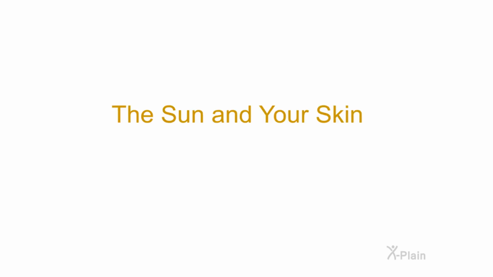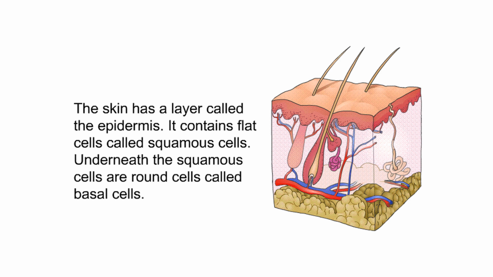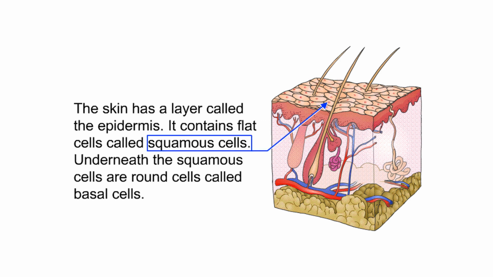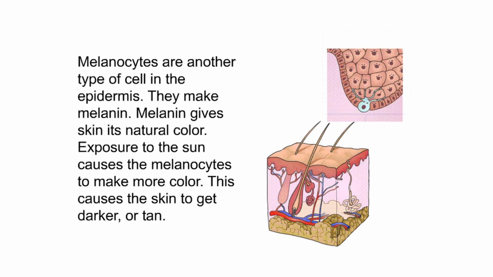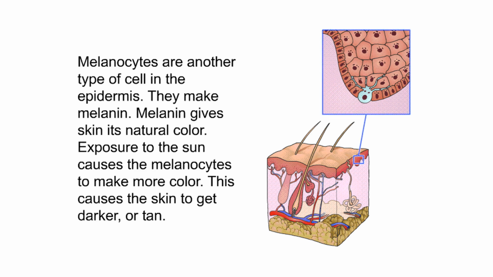The sun and your skin. The skin has a layer called the epidermis. It contains flat cells called squamous cells. Underneath the squamous cells are round cells called basal cells. Melanocytes are another type of cell in the epidermis. They make melanin. Melanin gives skin its natural color. Exposure to the sun causes the melanocytes to make more color. This causes the skin to get darker or tan.